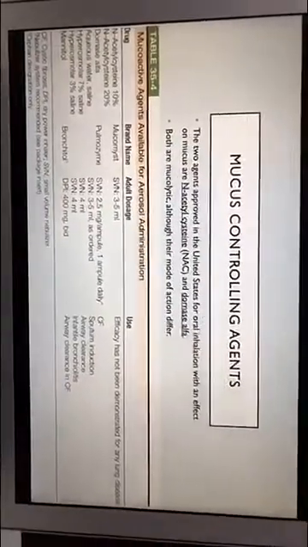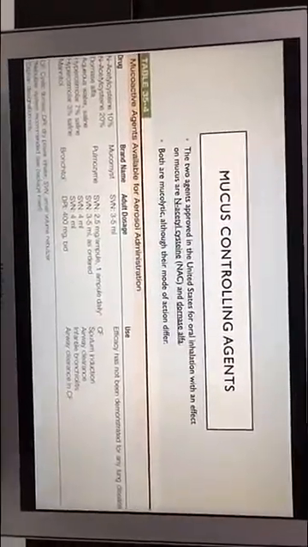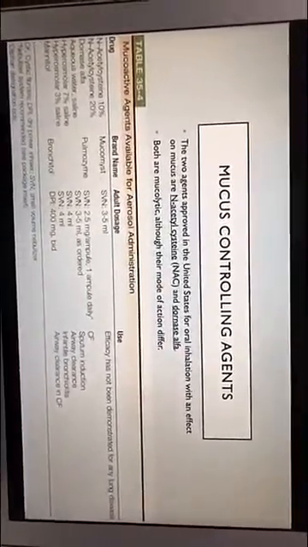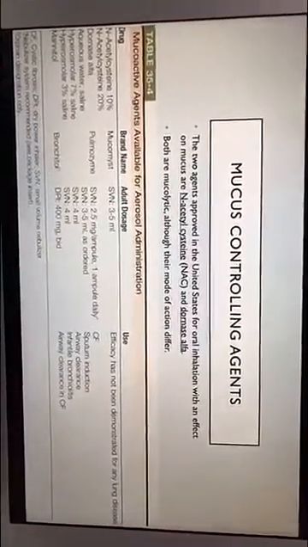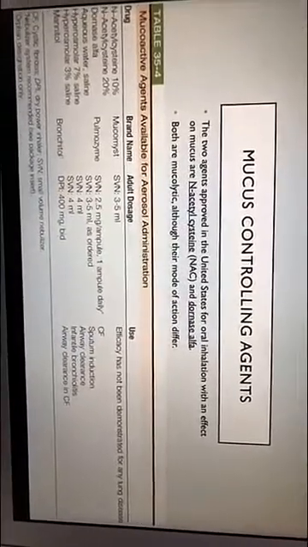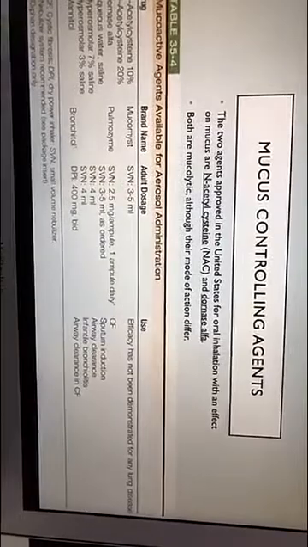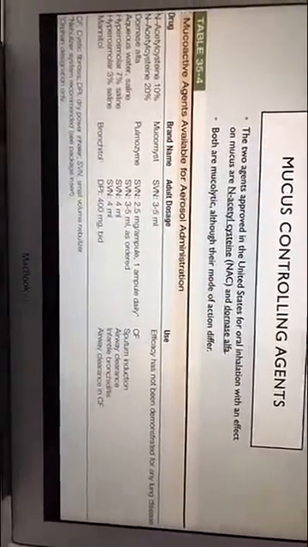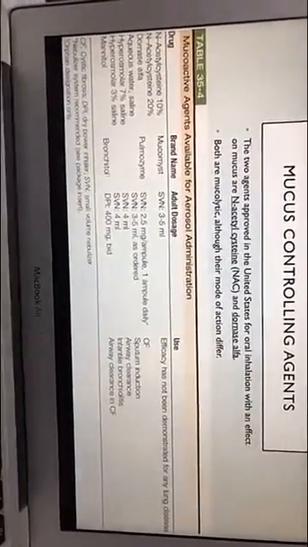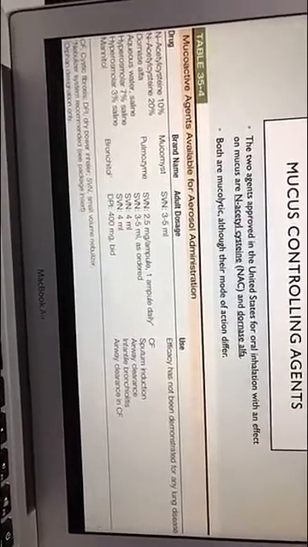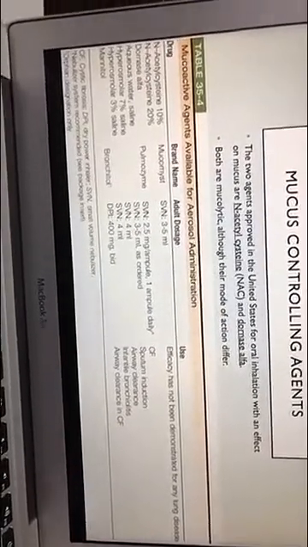Mucus controlling agents. Two agents approved in the United States for oral inhalation with an effect on mucus are N-acetylcysteine and Dornase alpha. Both are mucolytic, but they differ in mode of action. This table shows agents available for aerosol administration.